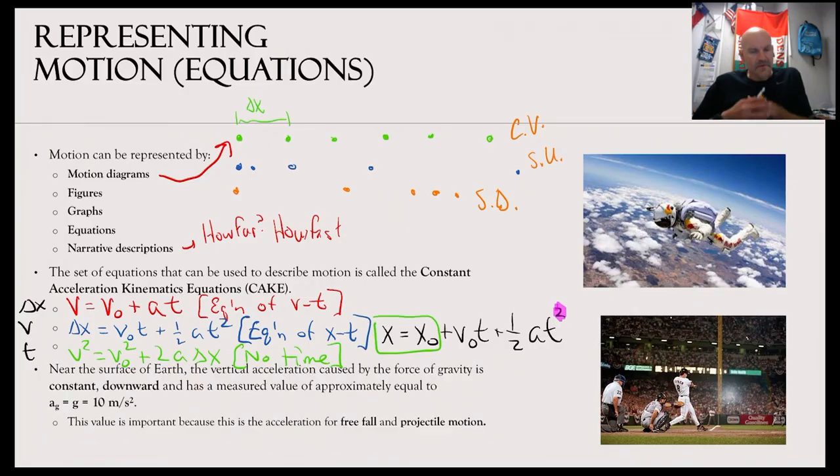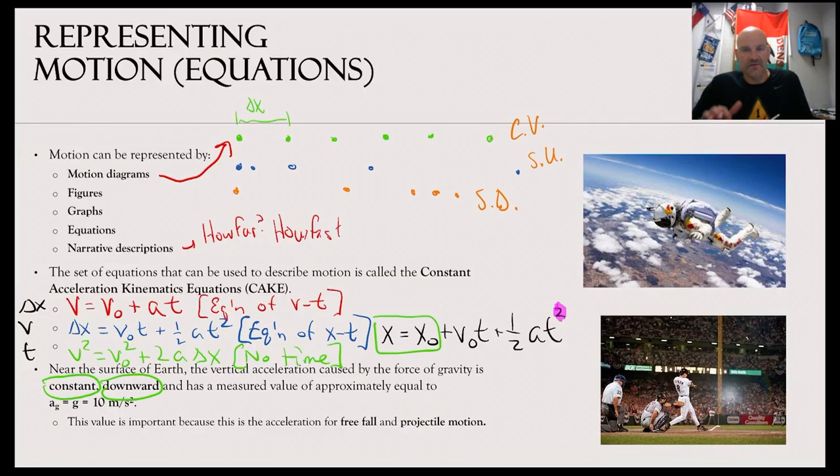All right. So we're talking 1D motion, right? We haven't moved into two-dimensional motion. Near the surface of the Earth, there's a special vertical acceleration that is caused by the force of gravity. Note that it's constant and downward. Constant means not changing. Downward means always pointing down.